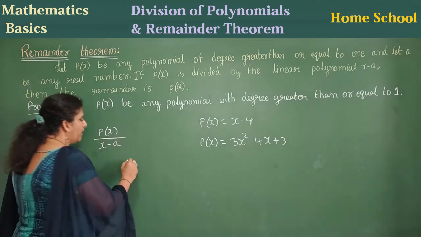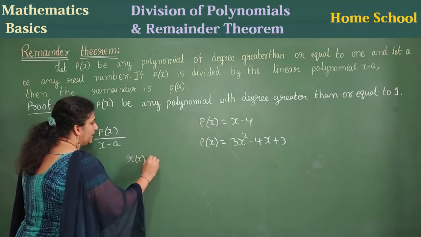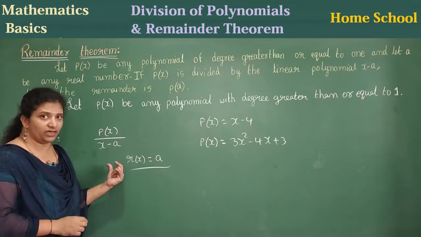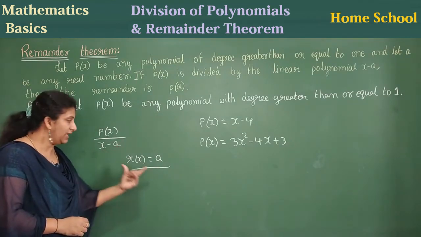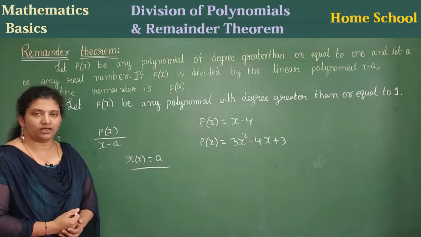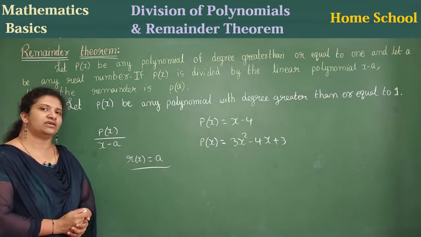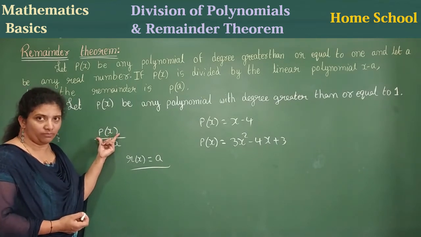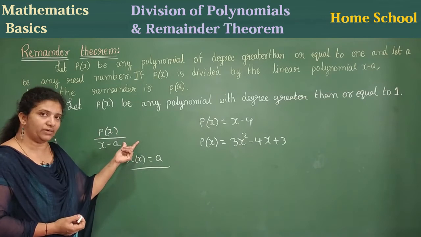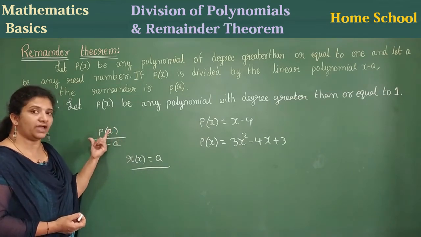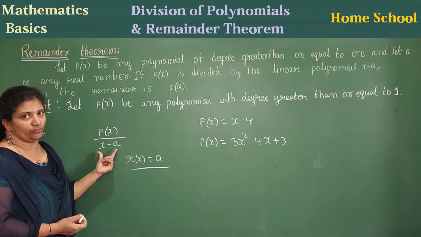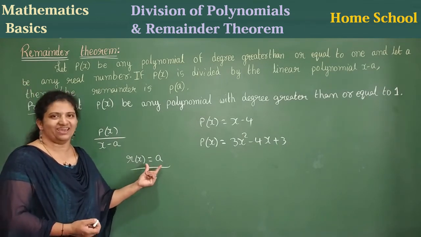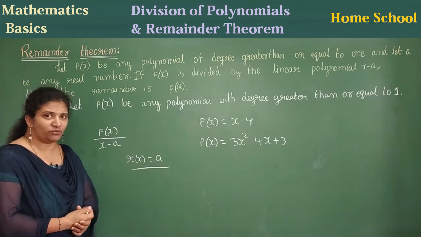Then the remainder is p of a. You need to prove this. This is actually a theorem. They have given this and you need to prove this. Right? Understand the question carefully here, children. If p of x is a polynomial, if a is any real number, then p of x is divided by another linear polynomial x minus a. Then the remainder will be p of a. You need to prove that. So let's start proving here.